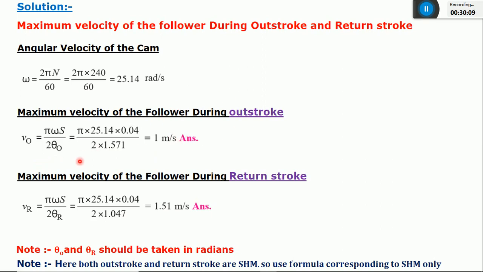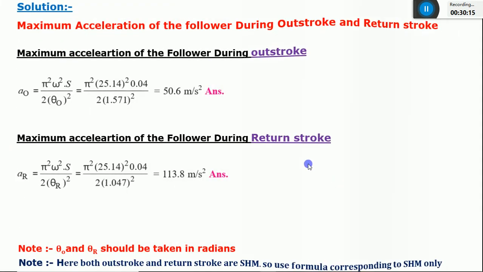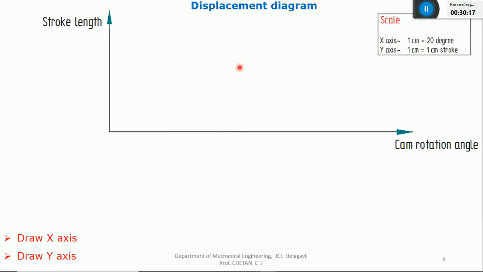So you can calculate these things later also. I'll share the notes in the Google Classroom. And I'll start with the displacement diagram. As I said in the previous class, the displacement diagram is nothing but, along the x-axis, I'll take the cam rotation angle, that is from 0 to 360.